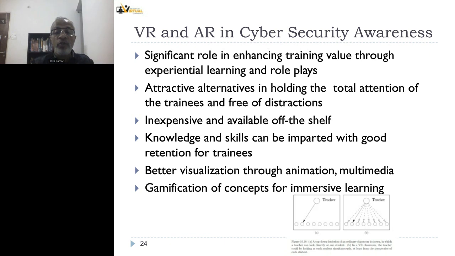It is nowadays inexpensive, and the headsets are easily available off the shelf. Knowledge and skills can be imparted with good retention for trainees, as we already discussed earlier in our presentation. There can be better visualization through animations. There can be multimedia embedded in the applications. And also we can do the gamification of concepts so that a person enjoys the experience of learning the particular package of training.